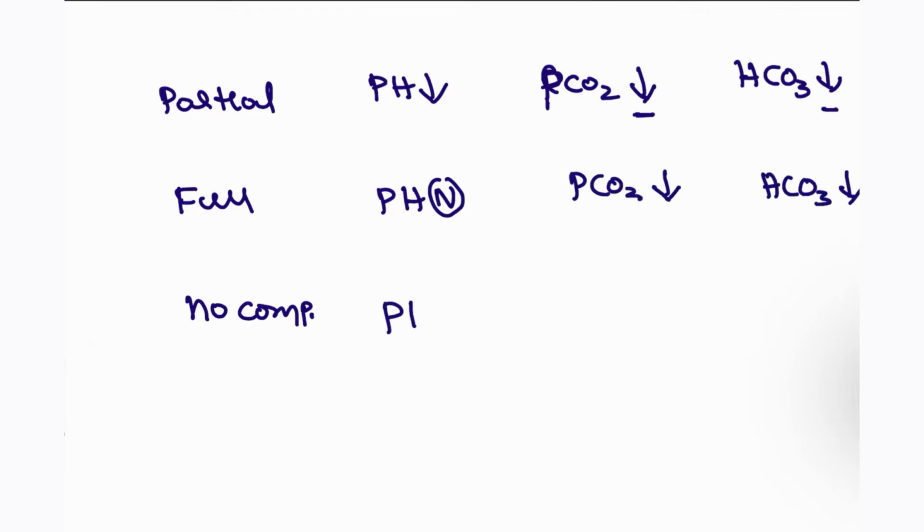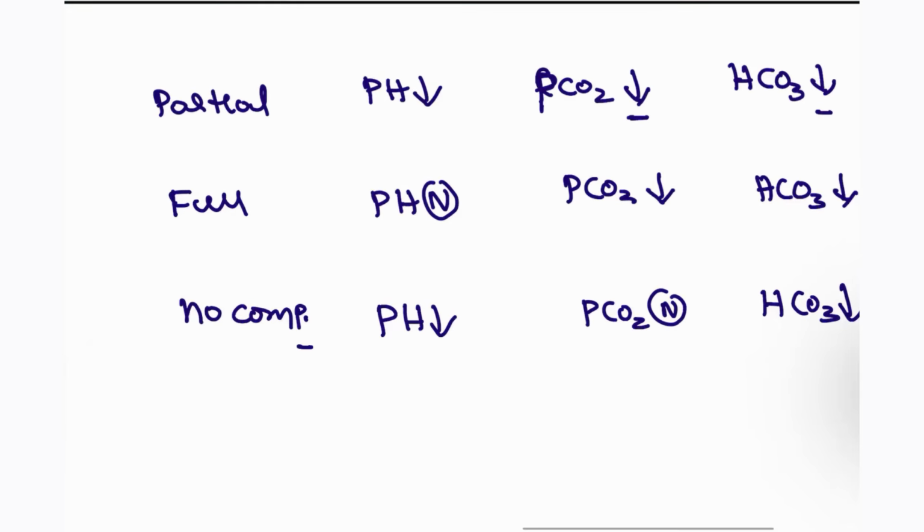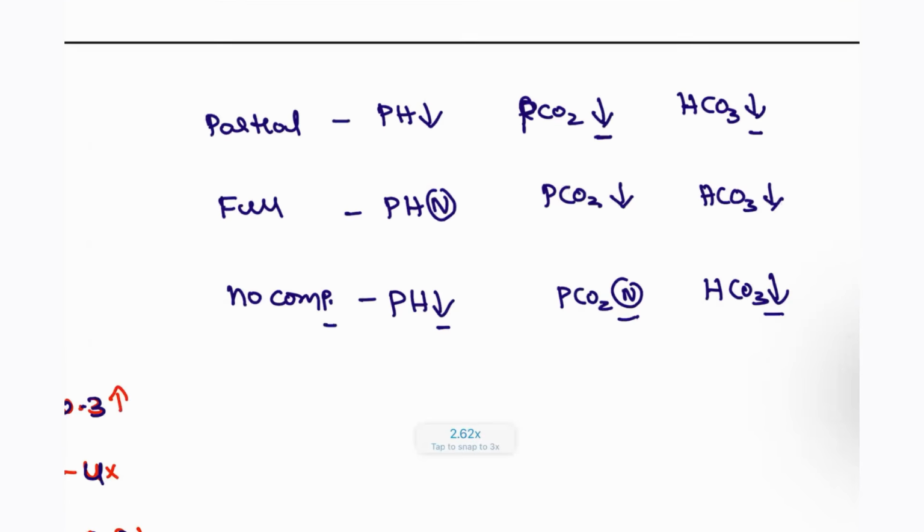And no compensation means this is how it is going to be presented. Again, it is a metabolic acidosis, but pH is down, HCO3 is down, and PCO2 is normal. That means compensation has not yet started. This is how you are going to differentiate it.